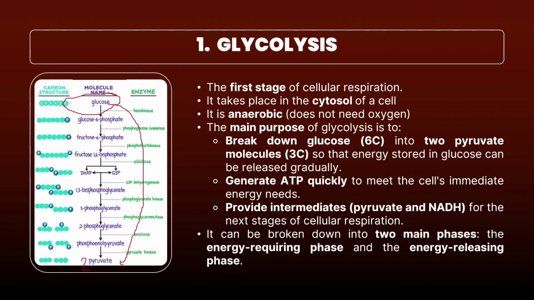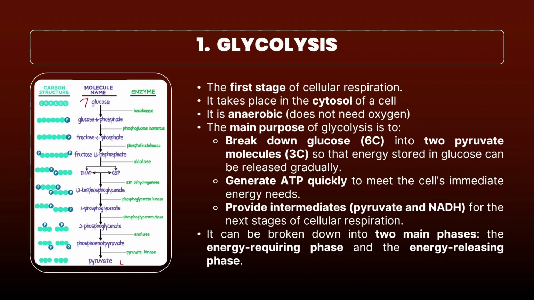Again, glycolysis is the process of breaking down one molecule of glucose, a 6 carbon sugar, into 2 molecules of pyruvate, and each pyruvate has 3 carbons. Glycolysis occurs in the cytosol of the cell, and it does not require any oxygen, so it is an anaerobic process.